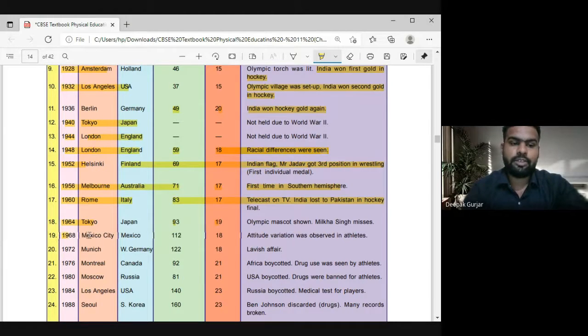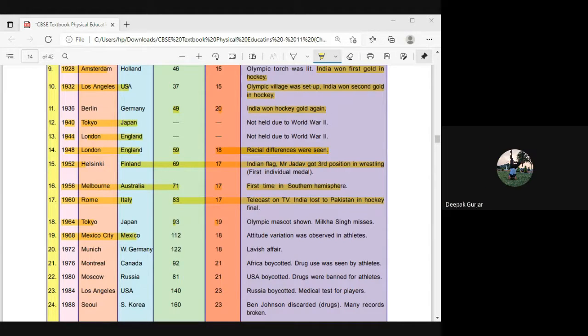1968, so Mexico City, it means Mexico, definitely this country. And at that time there was one thing which is so important, right? Okay, children. So in Mexico, 112 countries participated, and there were 18 activities. Altitude variation was observed in athletes.